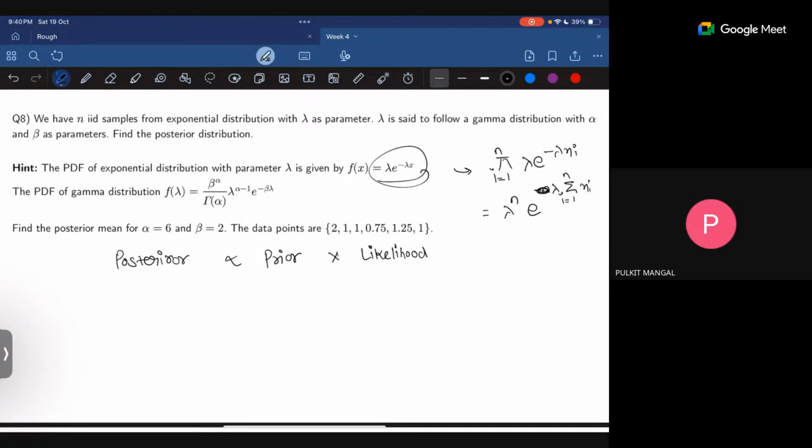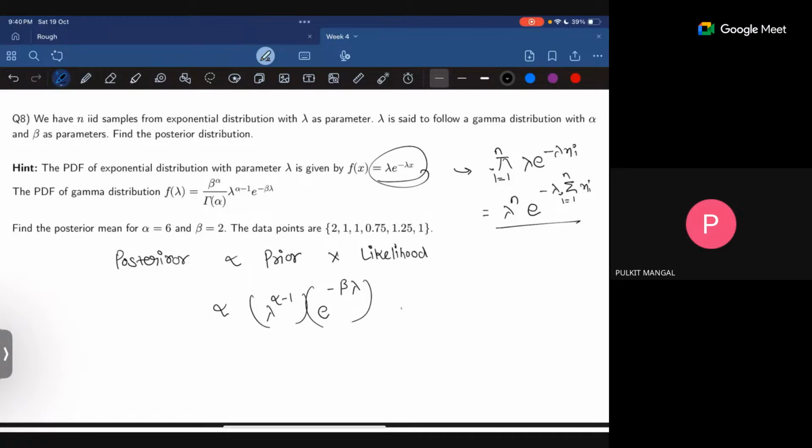Is this clear? The likelihood part. Now in the prior, as I said, this term here is constant, so the only term that we need is this. So let's put it. Prior is lambda power alpha minus 1 into e power minus beta lambda.